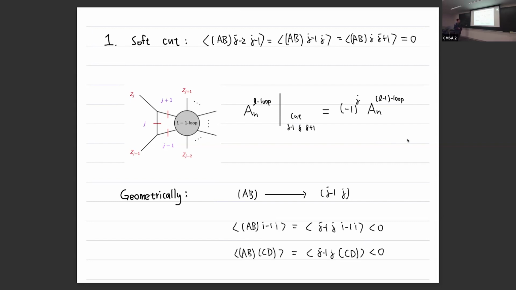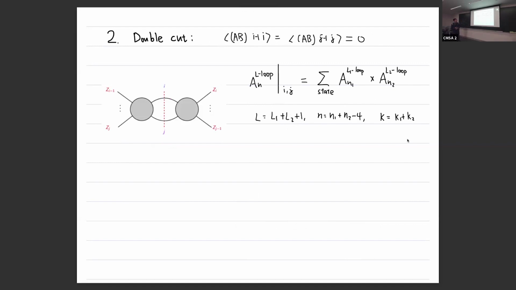The geometry actually is very easy. Just the AB line is reduced to the line J-1J. Then all the conditions involving AB will become trivial because AB-1I will just become J-1J I-1I, which is negative from the kinematics. And similarly for the mutual condition, it just becomes CD J-1J, which is also negative. So the loop of AB completely decouples, and it just becomes the L-1 loop geometry.